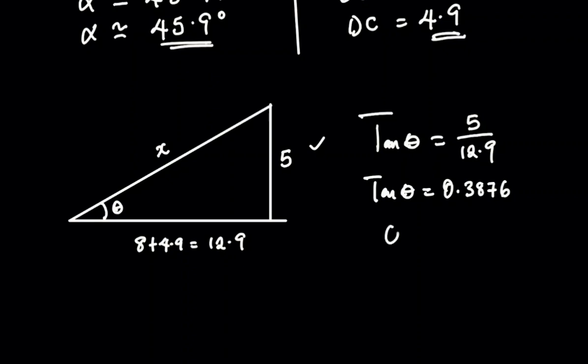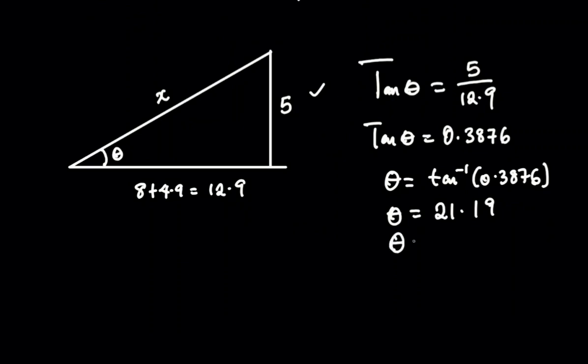All right, so theta is going to be tan inverse of 0.3876, so that our theta will be equal to 21.19. So theta to 1 decimal place, approximately 21.2 degrees. So we are done with that aspect of getting theta. So the next thing is to get our x.